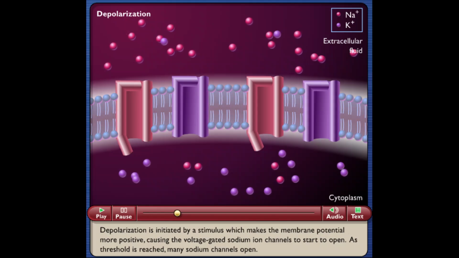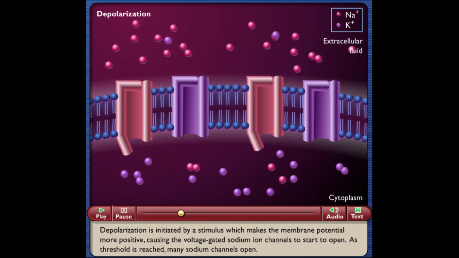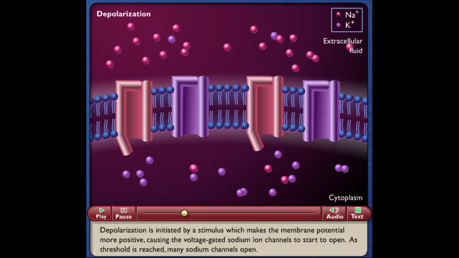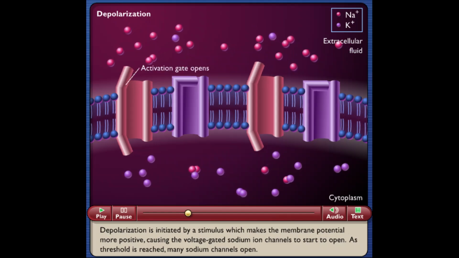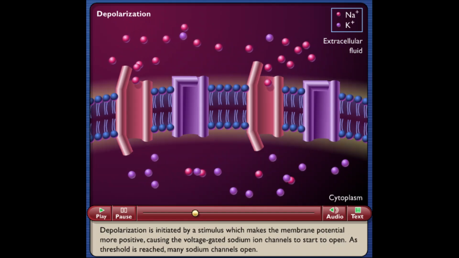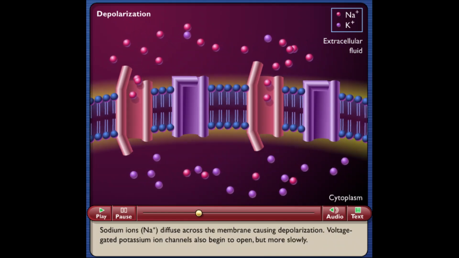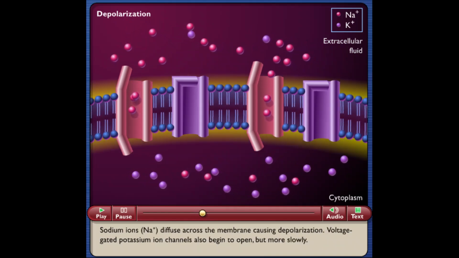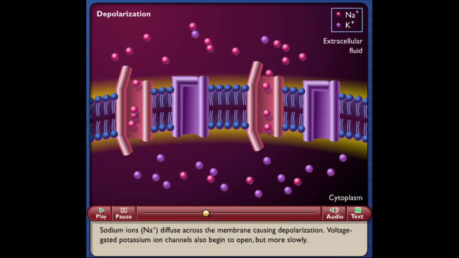Depolarization is initiated by a stimulus which makes the membrane potential more positive, causing the voltage-gated sodium ion channels to start to open. As threshold is reached, many sodium channels open. Sodium ions diffuse across the membrane, causing depolarization.